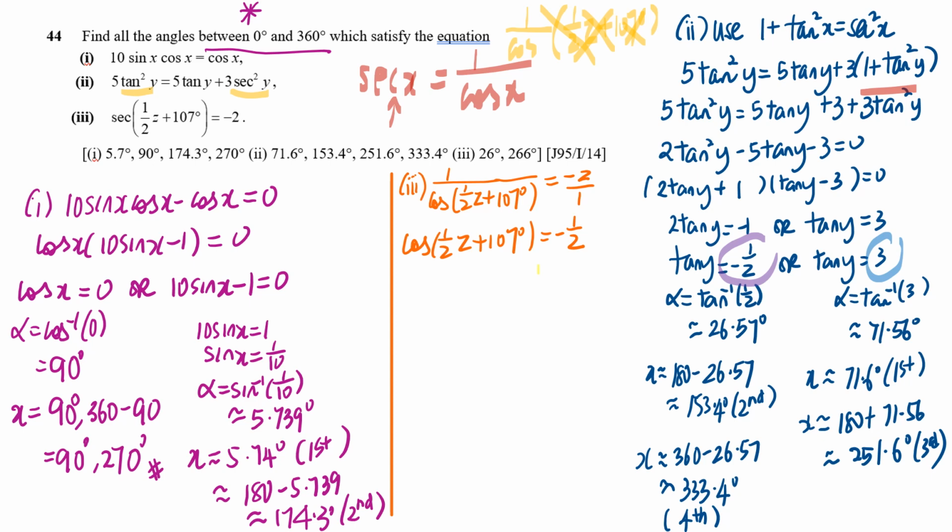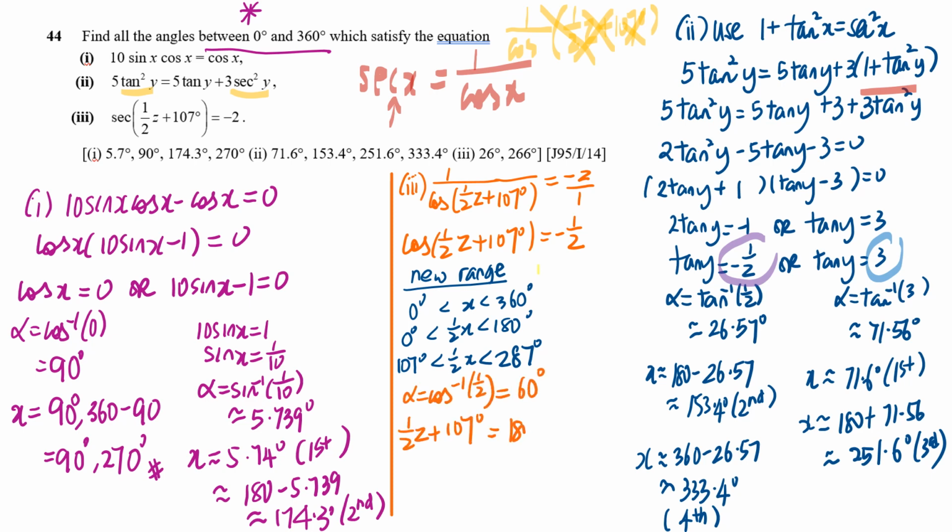It's 1 over cosine, bracket, half z plus 107 degrees, close bracket, equals negative 2. All right, write negative 2 as negative 2 over 1 so that you can just flip on both sides. Flip the left, flip the right. Okay, new range. Because you're dealing with half z plus 107, you need to find the new range.